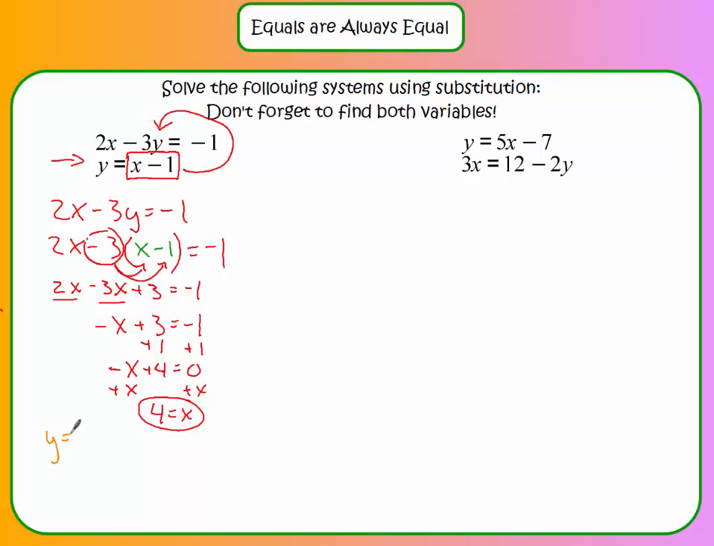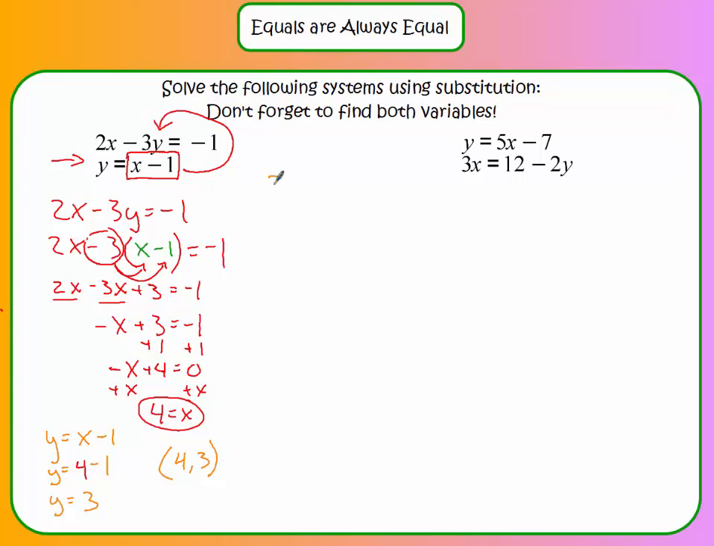So let's do that. Let's say y equals x minus 1. Now I can plug in a 4 for x. So y equals 4 minus 1, and that tells me y equals 3. So the solution to this system should be the point 4, 3. Let's just double check, make sure that works.